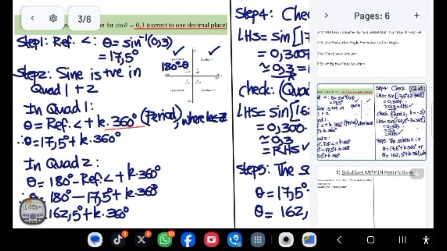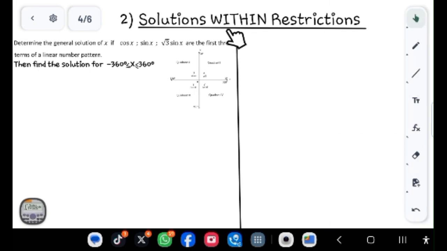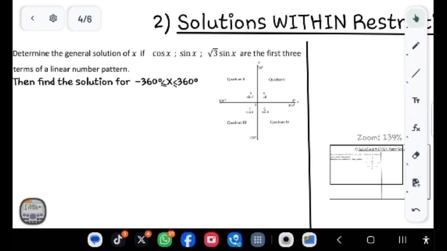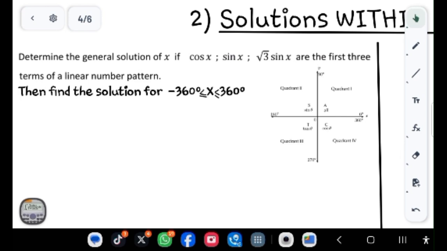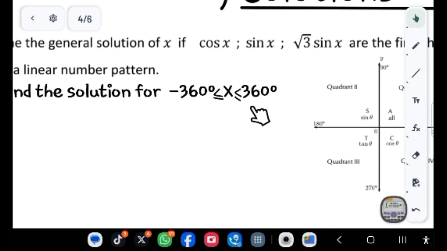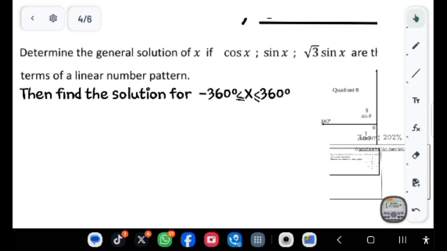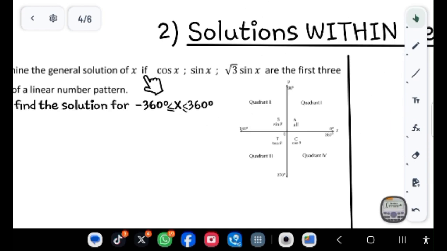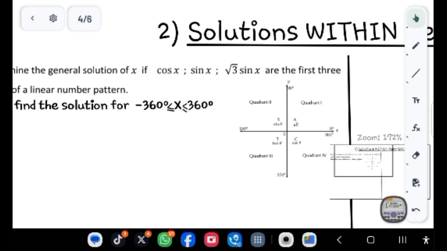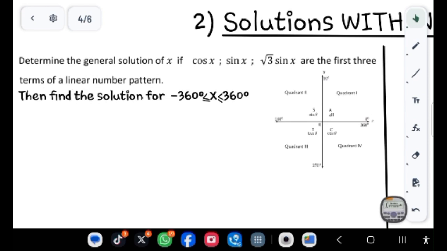Next, let's look at solutions within restrictions. What happens when, in addition to a general solution, they say to you, find a solution restricted to a certain restriction? For example, in this case, we're supposed to determine the general solution of x if cos x, sin x, square root of 3 sin x are the first 3 terms of a linear number pattern. Then find the solution for your x between negative 360 degrees and 360 degrees.